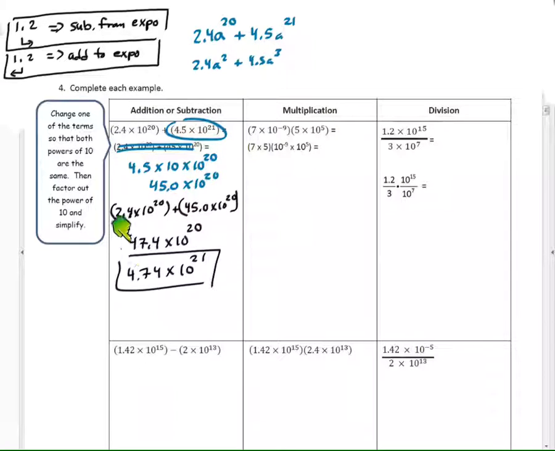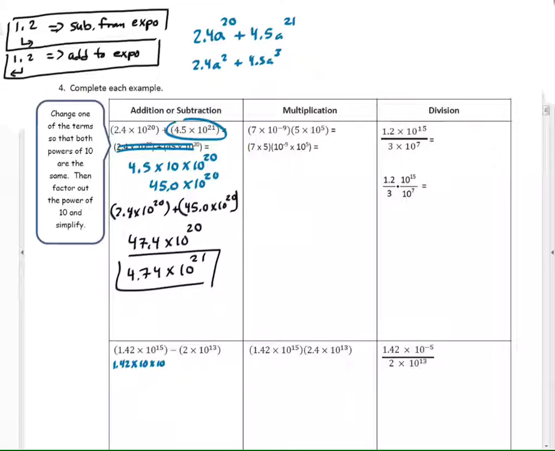Now for the next one. I just gave you a chance to do it. All right, let's do this. Now like before, I like changing the bigger exponent to the smaller one. So I'm going to change the 15 into the 13. Okay? Let's do the changing in blue. We're going to go 1.42 times 10 times 10.